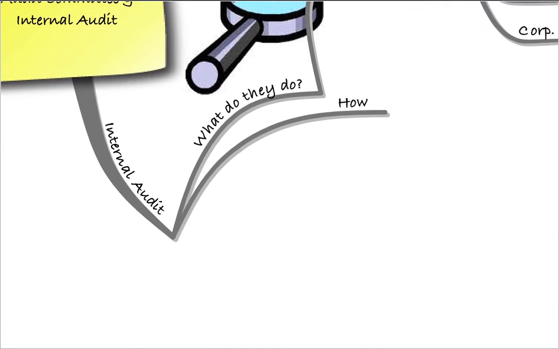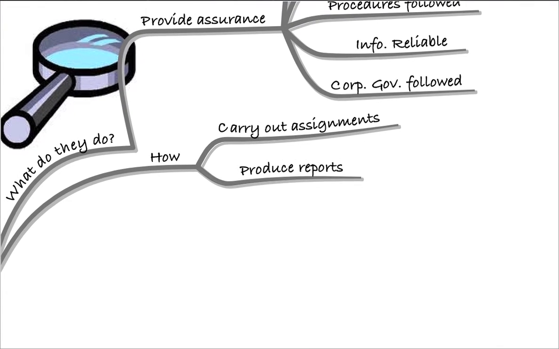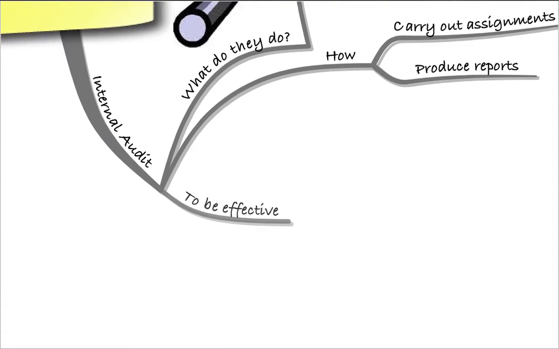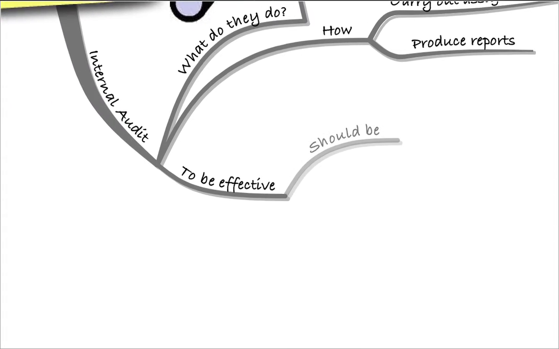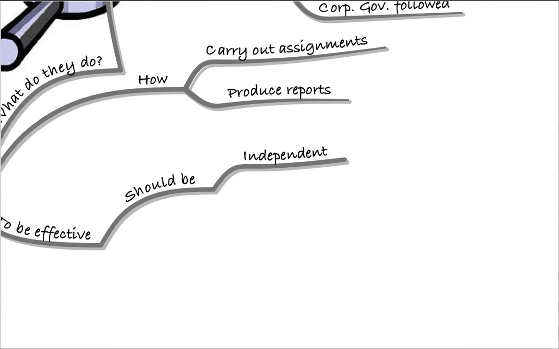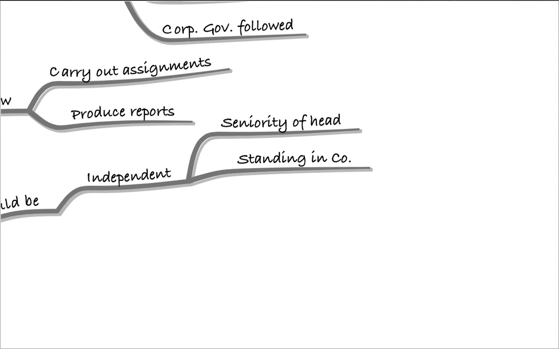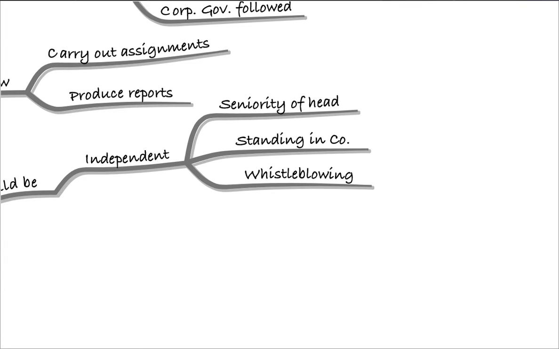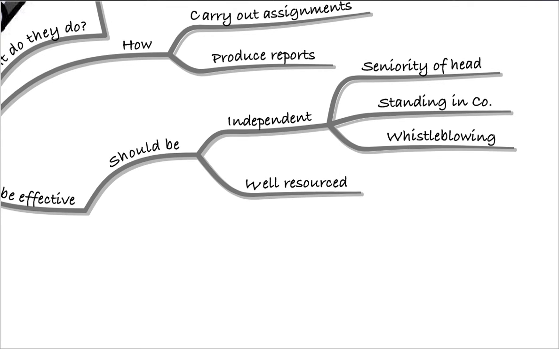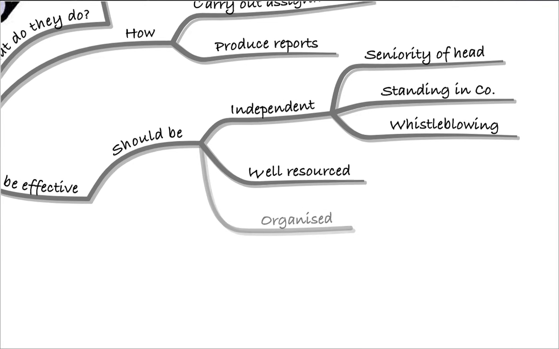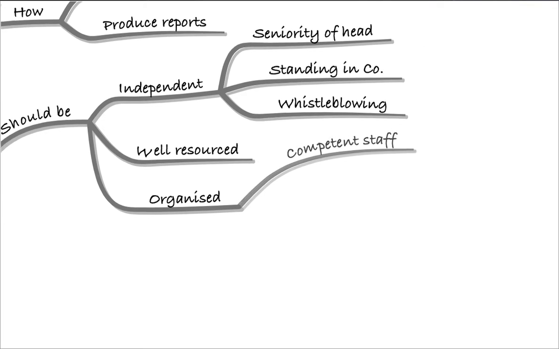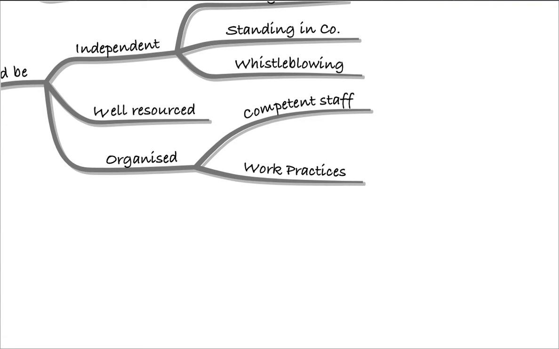So how do they actually do this? Well, they carry out various assignments and then produce reports on those assignments, and we look at those in the next session. Remember that to be effective, the internal audit function should be first of all independent. So we need to have a sufficiently senior head of internal audit. Internal audit need to have sufficient standing in the company, and there needs to be that whistle-blowing option through the Audit Committee. They also need to be well resourced, so they need to have the resources to carry out their work, and they need to be well organised. So that means you have to have competent staff and have work practices that are appropriate.